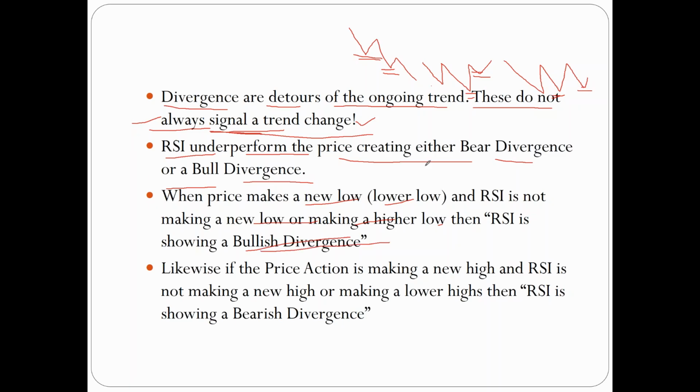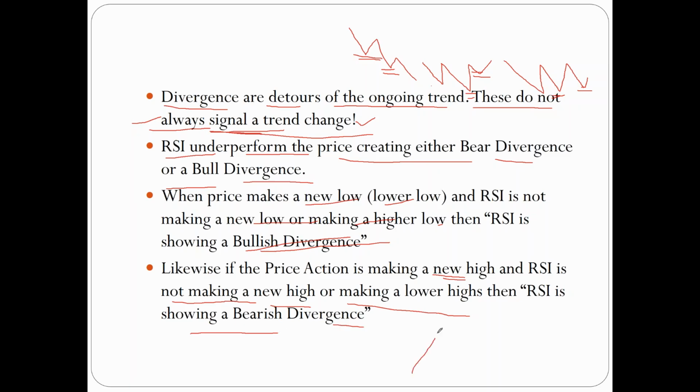That means the price made a lower low. That means the price is still bearish, but the RSI retains itself from following the price, and it makes a higher high, a higher low, or it does not make a higher low, rather it makes a double bottom or stays where it is. Likewise, if the price action is making a new high, the RSI is not making a new high or making a lower high, then RSI is showing a bearish divergence.